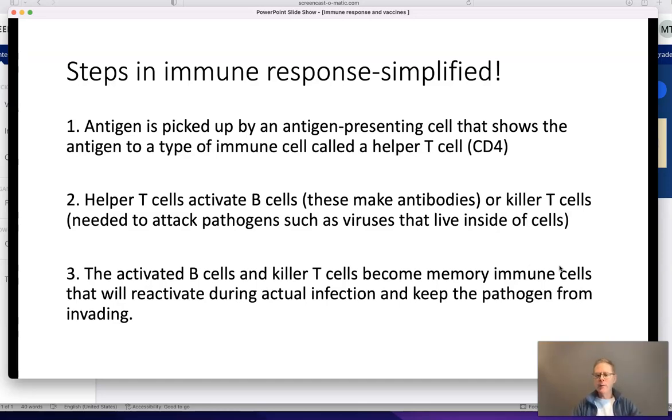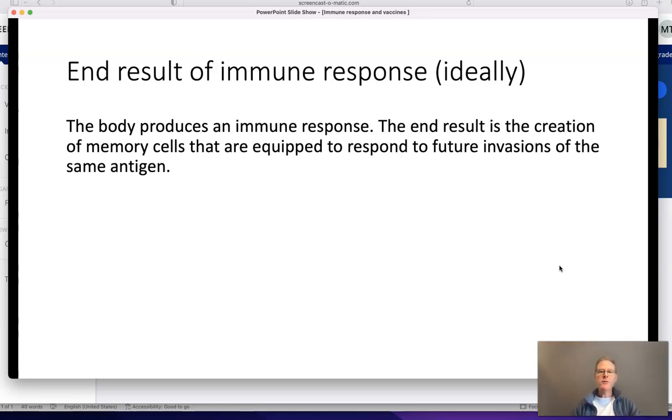Once your body starts producing these memory cells, it keeps producing them, because as you probably know, hopefully, most cells in your body don't live very long. And most cells in the immune system last for at most a few days. So if you get infected and your body produces the memory cells, it keeps producing the same type, so you can recognize a pathogen if you've been infected before. The end result of the immune response, ideally, is the creation of memory cells that are equipped to respond to future invasions of the same antigen, right?